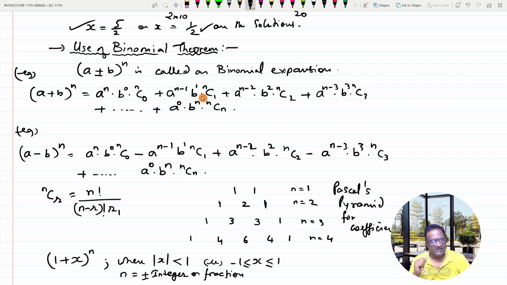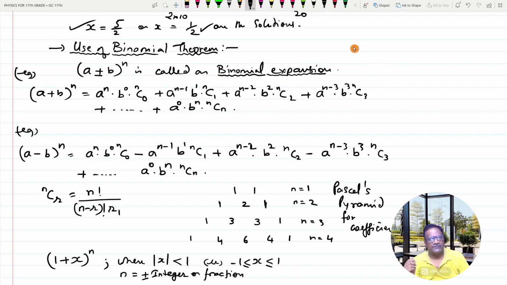Now binomial theorem. Suppose you have an expression like a plus b the whole raised to n, or a minus b whole raised to n. These expressions are known as binomial expansion. Why is it known as binomial? Binomial because there are two terms, a and b. And expansion because a plus b or a minus b whole raised to some n, where n can be any integer or any fraction also. So when it is raised to something, it will be multiplied that many times and you will get an expanded form. That is why it is known as binomial expansion.